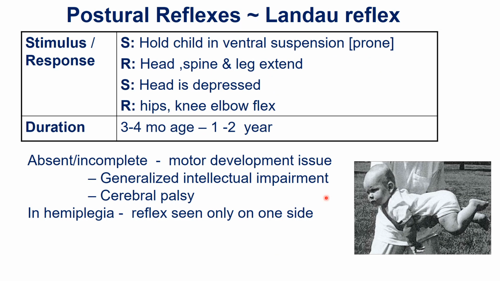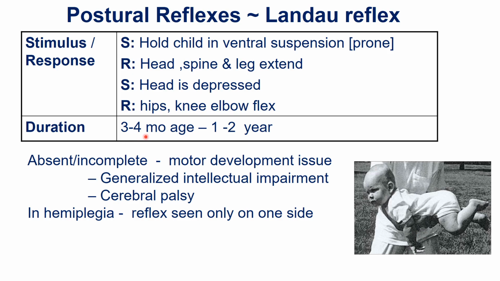Now come to Landau reflex. Here the stimulus is to hold the child in a ventral suspension, in a prone position on your palm, and the response will be head, spine and leg extend. So head, leg and spine all extend, and if you try to depress the head forward, then the hip, knee and elbow flex.